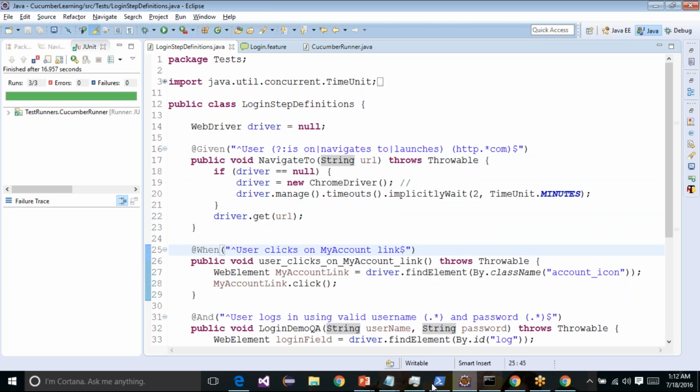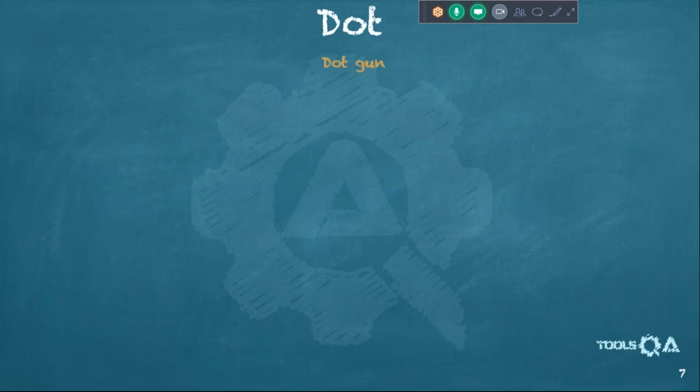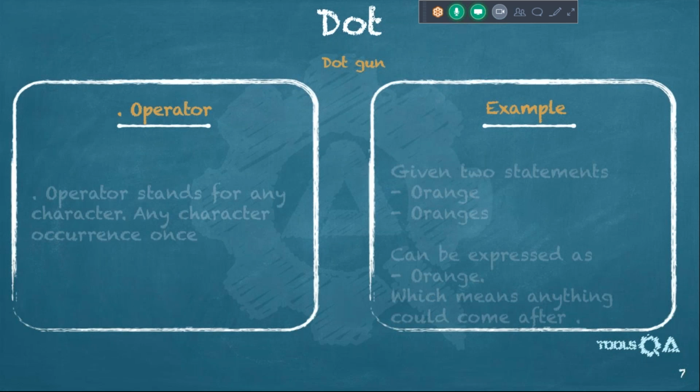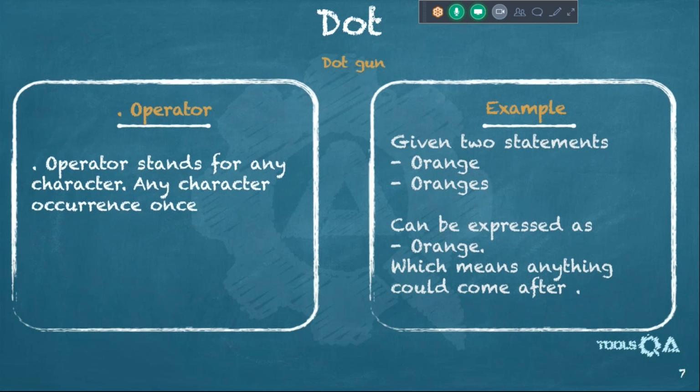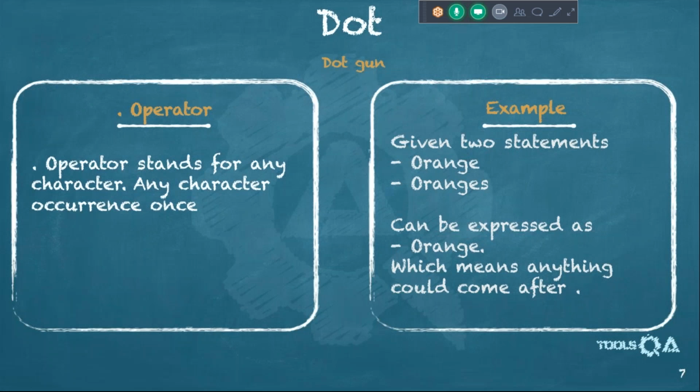So with that understanding, let us move on to the next slide and see what we have. The dot operator. Now if you go back here, you would see that I have the dot and the asterisk operator between HTTP and COM, right? So let us see what a dot operator is.